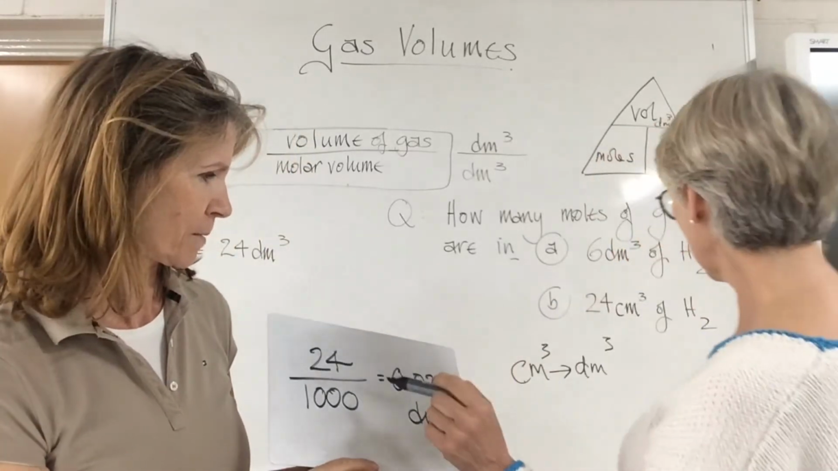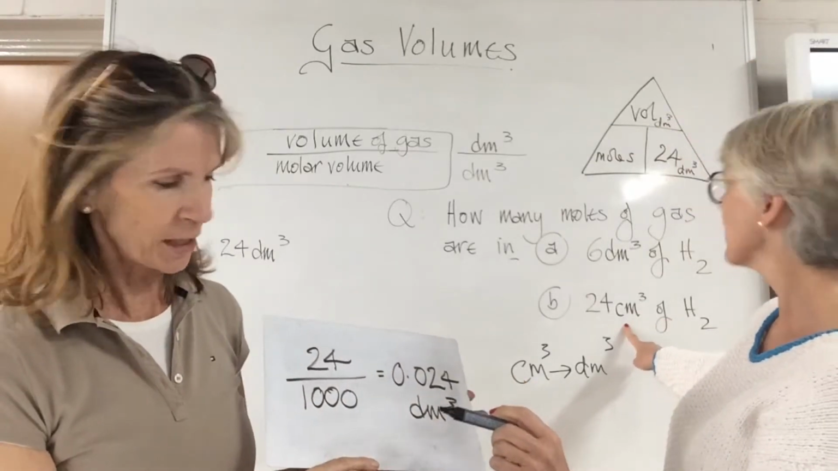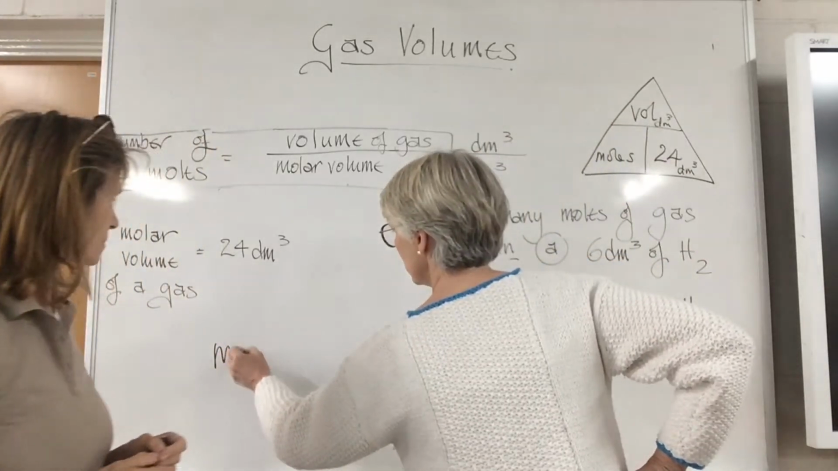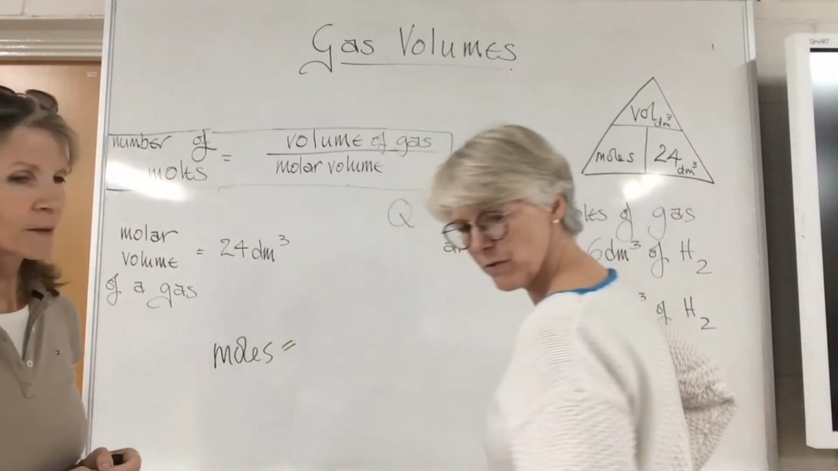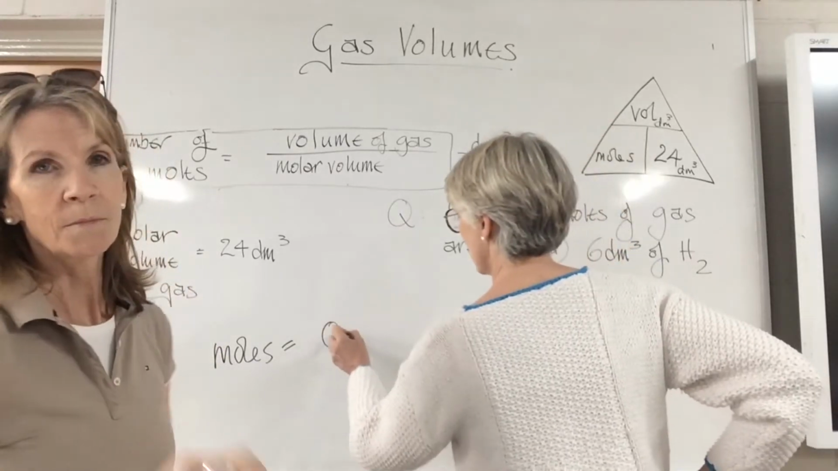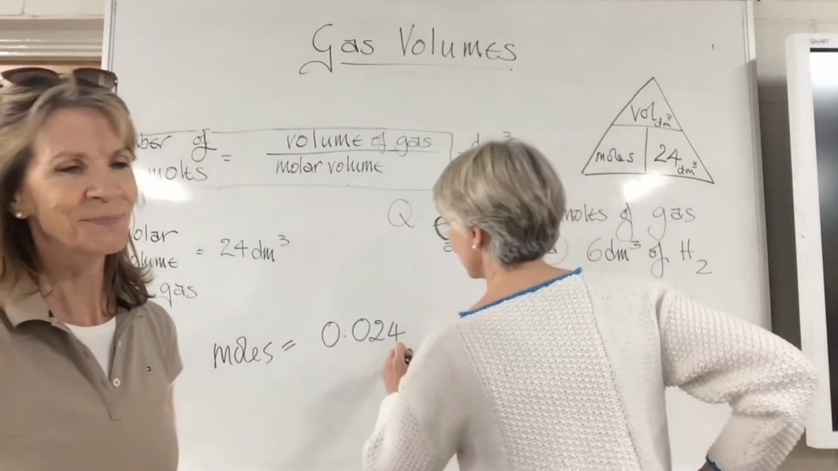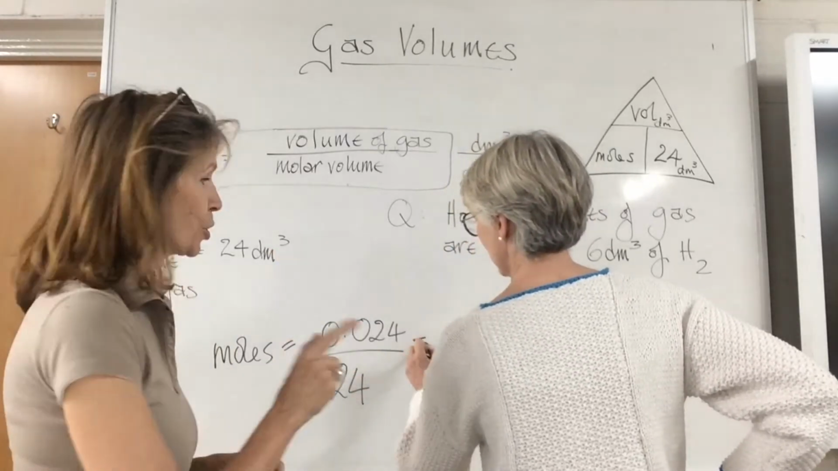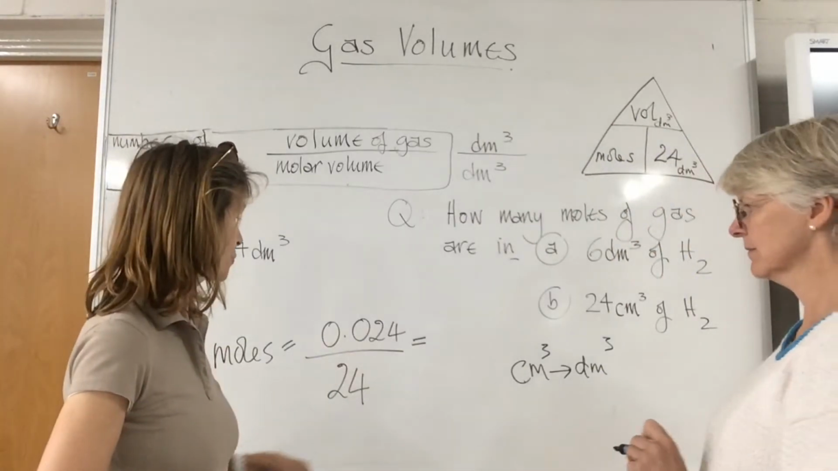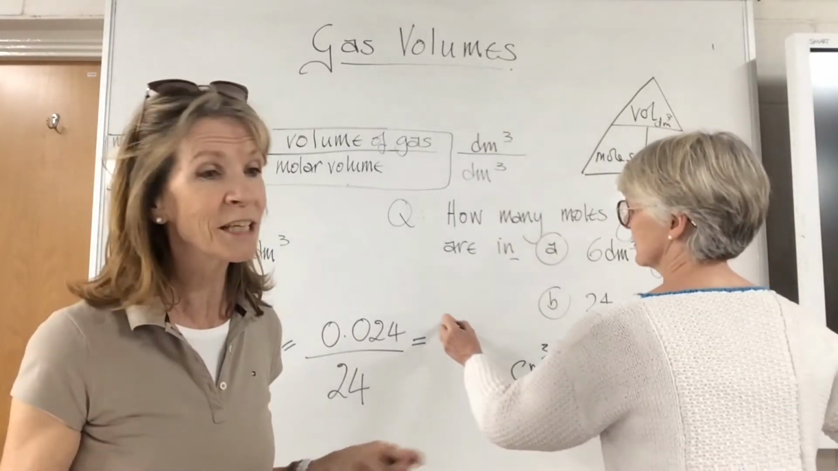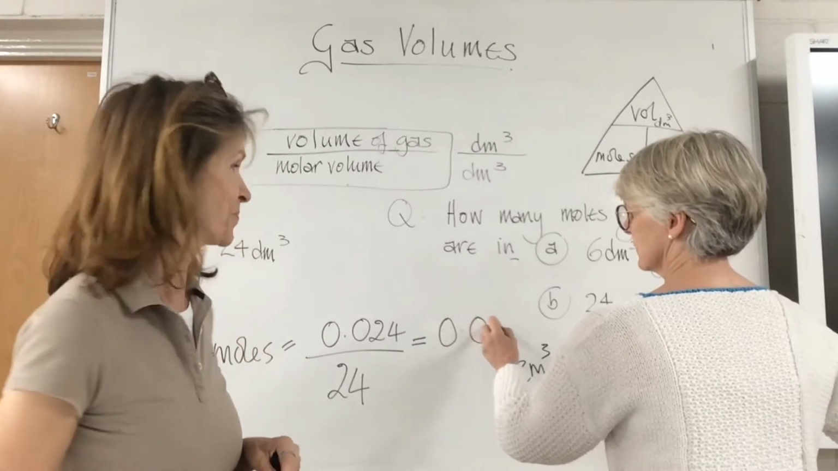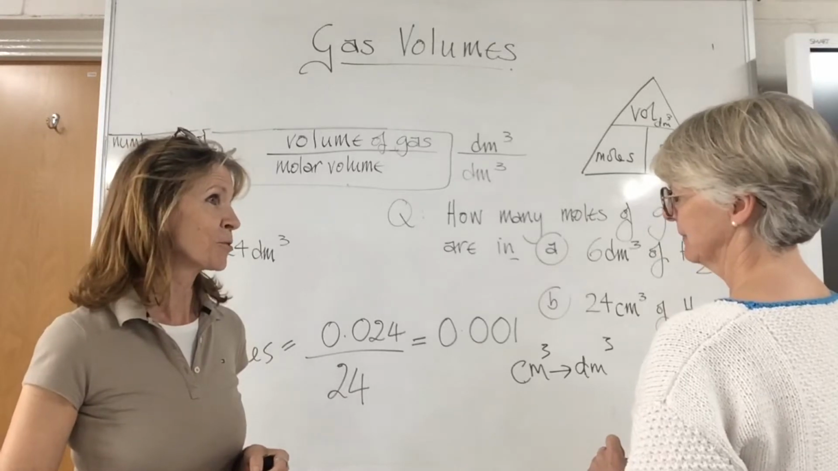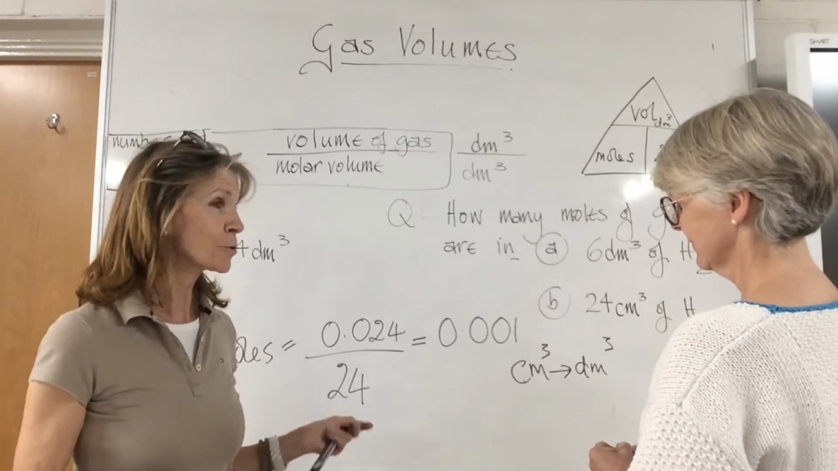So now what was that? That was my volume of gas. That's correct, so that goes up there. I'm working out moles. So moles equals the volume, 0.024, divided by the molar volume, which I know is 24. Now I can figure this out: 0.024 divided by 24 gives you 0.001. Excellent. I think we've got that all sorted out.